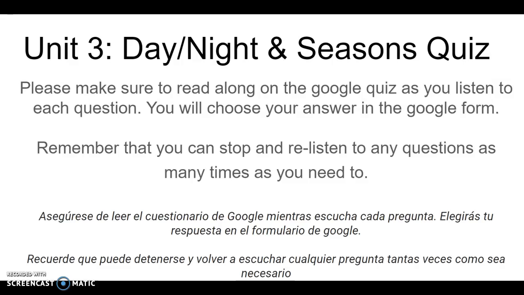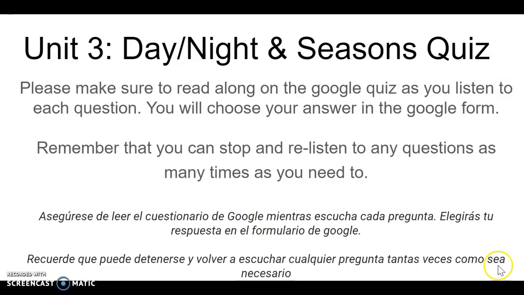Question 15. You're getting up to go to school in Texas. A student on the other side of the earth is getting ready for bed. What is the reason for this? The earth revolves around the sun. The earth rotates on its axis. The sun rotates on its axis. Or the moon revolves around the sun.